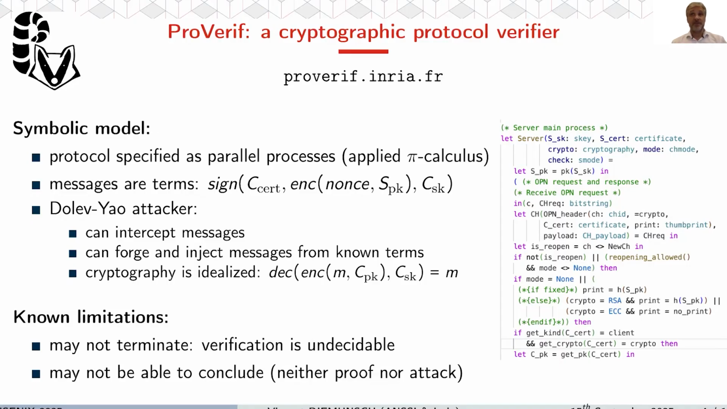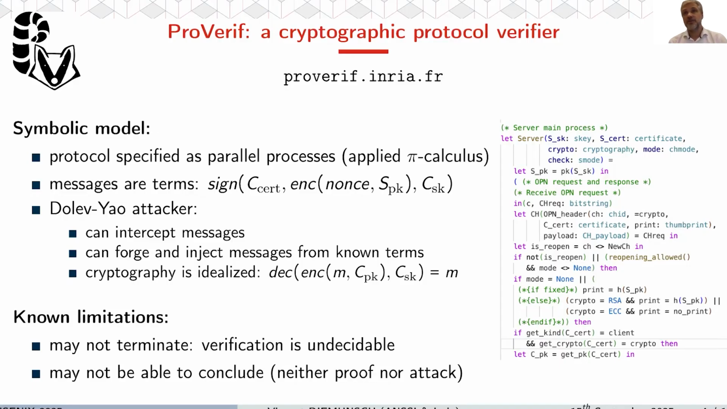Messages are terms constructed with functions and atoms. Here, for instance, a nonce is encrypted by the server public key and transmitted with a client certificate whose associated private key is used to sign the message.